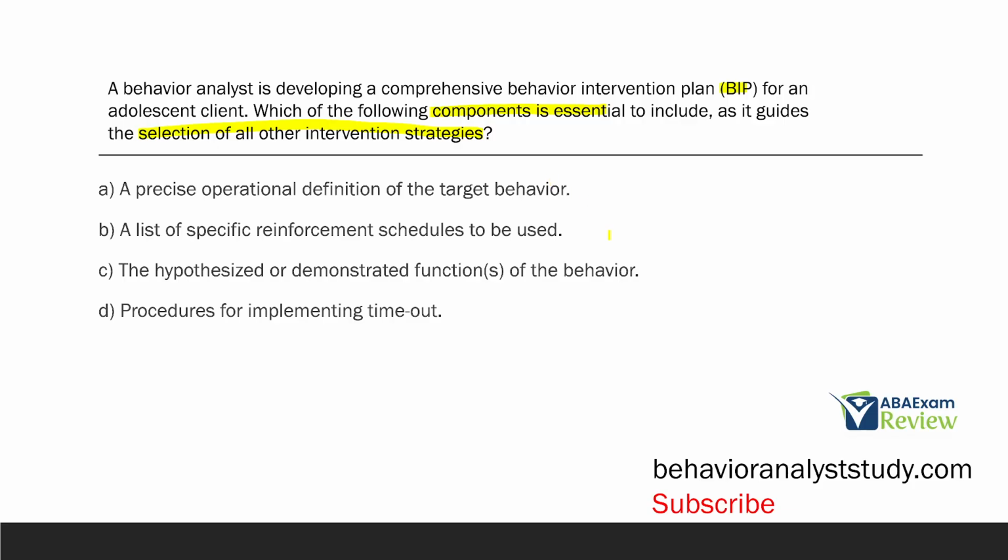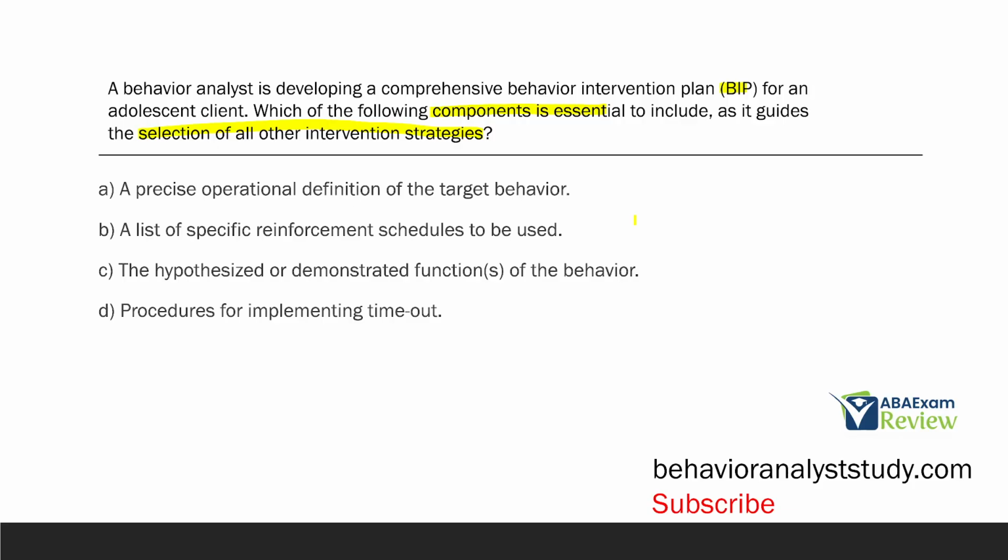B, a list of specific reinforcement schedules to be used. Well, it just depends. What if you're using a punishment extinction strategy? You wouldn't necessarily have reinforcement. Should you include reinforcement? Sure, but if we're just using extinction, that might be different altogether. And there might only be one reinforcement schedule. So that reinforcement schedule, one, might not be essential depending how the BIP is written, and two, is not going to guide other intervention strategies.